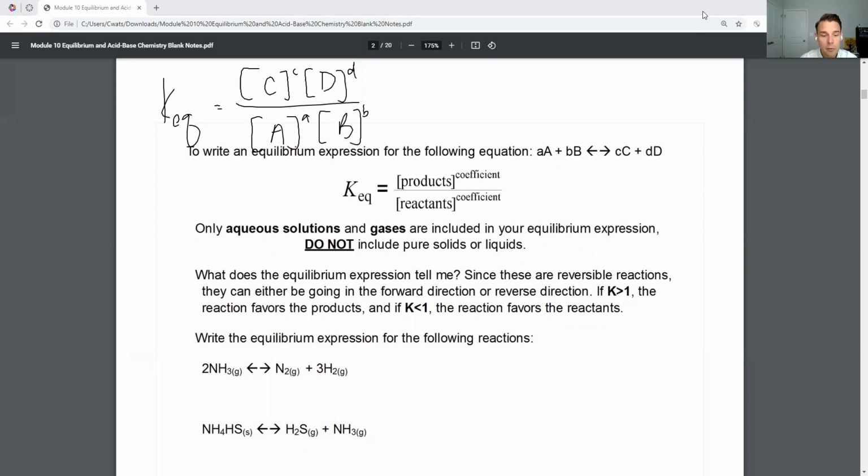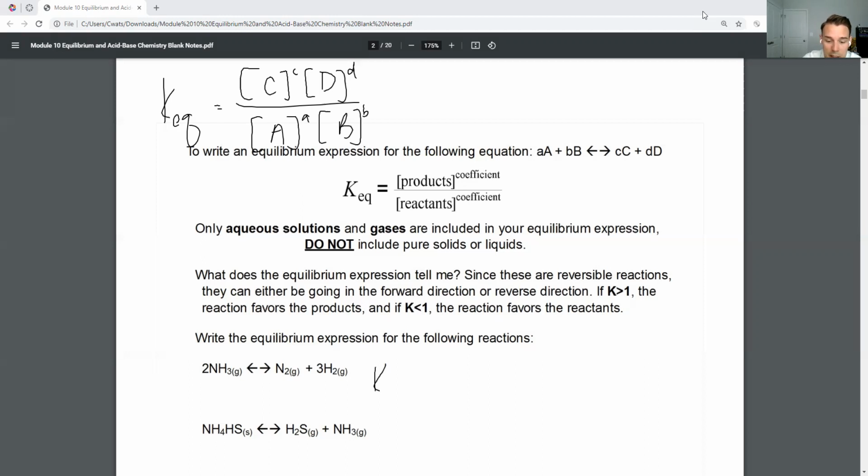Since these are reversible reactions, they can either be going in the forward direction or reverse direction. If K is greater than 1, the reaction favors the products, and if K is less than 1, the reaction favors the reactants. So let's write out some of the expressions for these two. I know there's a third one, but it's not balanced correctly, and I did not have the patience to do it. So we're just going to do the first two because once you see how it's done, it's the same way every time. So in this first equation, you'll notice everything's a gas, so I don't have to leave anything out.